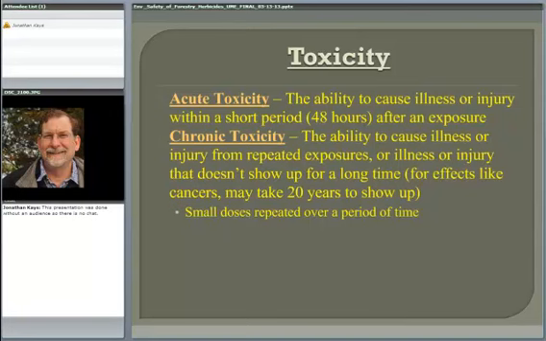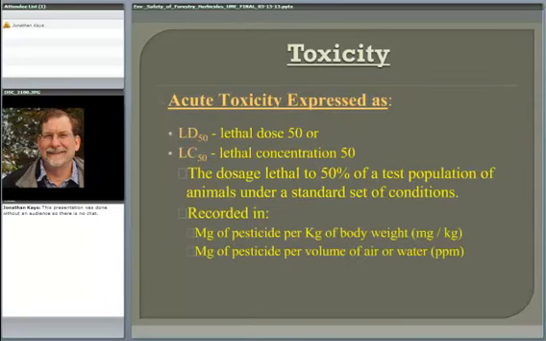And this would be your example of cancer, which, asbestos is a good example. It doesn't show up for 20 years. You have small doses repeated over a period of time, and we want to manage those types of things and reduce the impacts. And we'll talk about that in a few minutes.